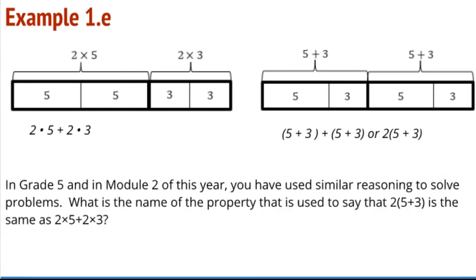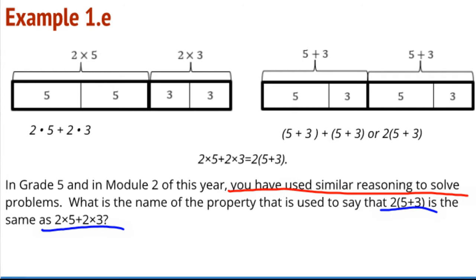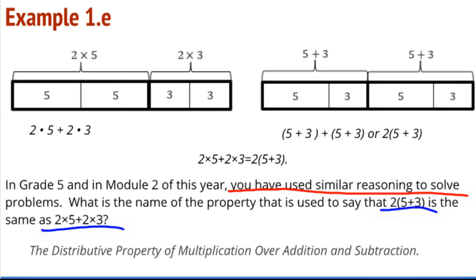So in 5th grade, and in Module 2 this year, we have used some similar reasoning to solve some problems. And the name of the property that we use to say that 2 times 5 plus 3 is the same as 2 times 5 plus 2 times 3 is the distributive property. And I vaguely recall making a big deal about it being the distributive property of multiplication over addition and subtraction.